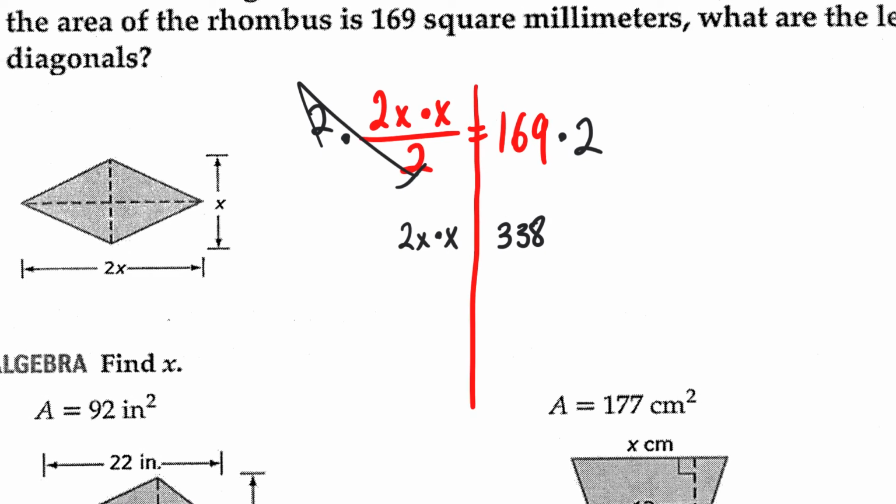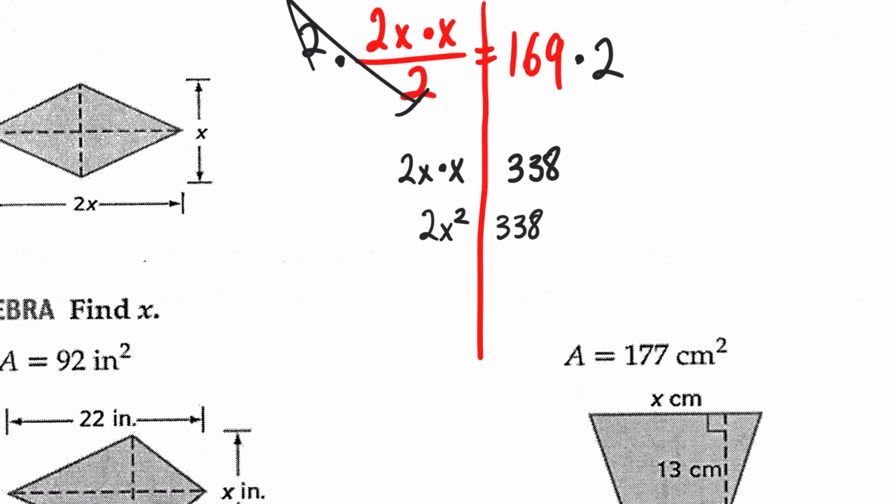Okay, so right here, what's 2x times x? It's 2x squared equals 338. What would I do next? Okay, I've got to get rid of this 2 right here first. Divide by 2. That way these 2's cancel to 1. That just leaves x squared. What's 338 divided by 2?